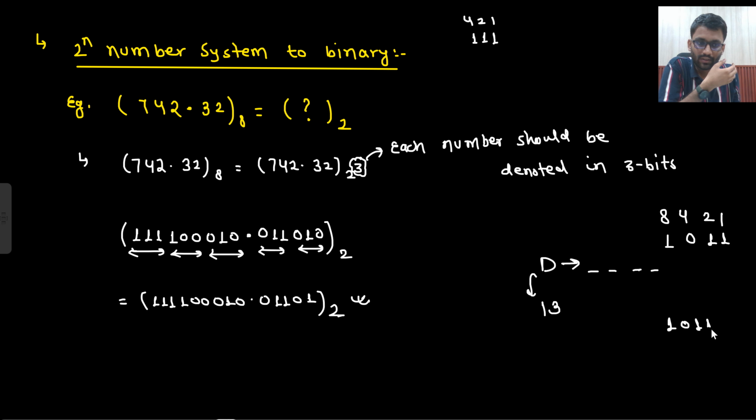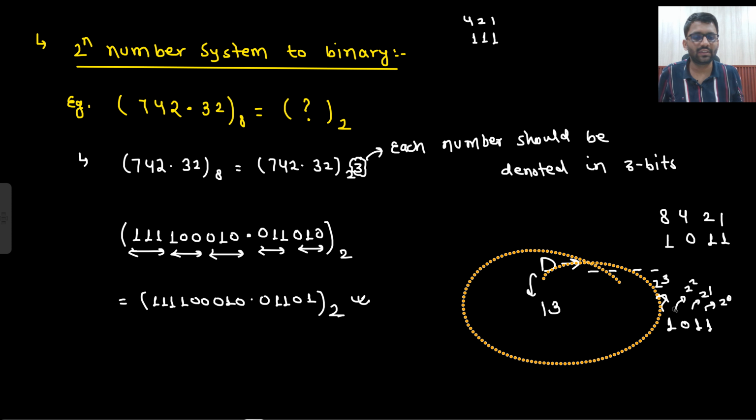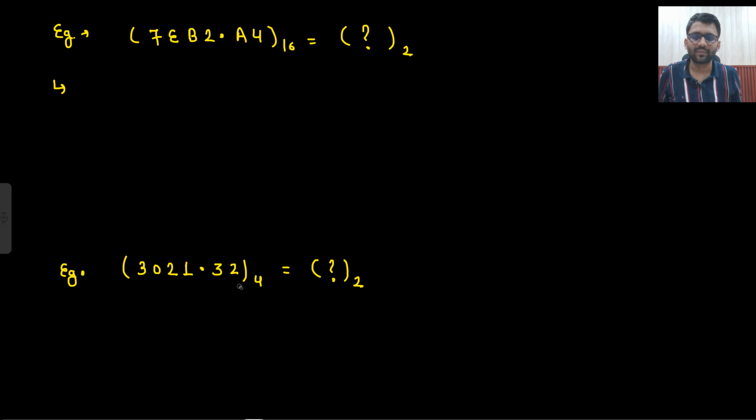1 0 1 1. This has place value 2 to the power 0. This has place value 2 to the power 1. This has place value 2 to the power 2. And this has place value 2 to the power 3. So 8 4 2 1, in that manner I will write 1 2 4 8. So 13 will be denoted as 1 0 1 1. That we will see in the next slide, hexadecimal.